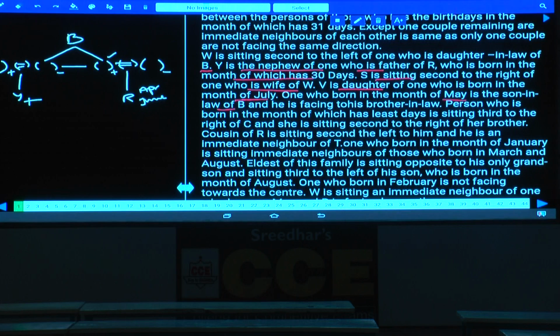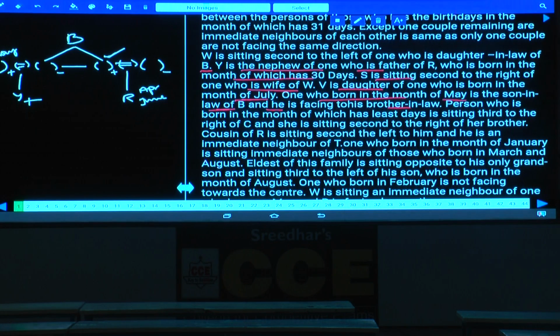One who was born in the month of May is the son-in-law of B. Now this person is the son-in-law of B, and this person must be born in the month of May, isn't it? And he is facing his brother-in-law. Now this person is having a brother-in-law, that is B's son. Now these two persons are facing each other.